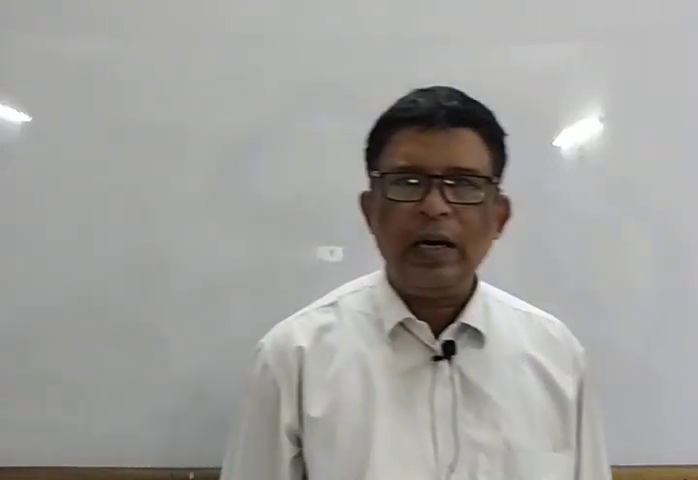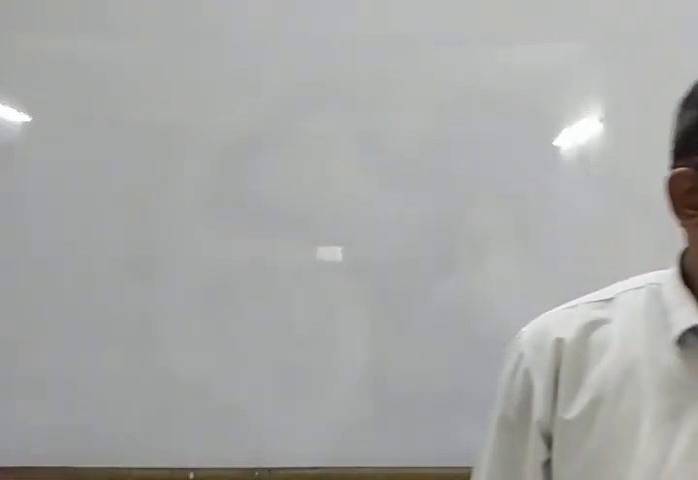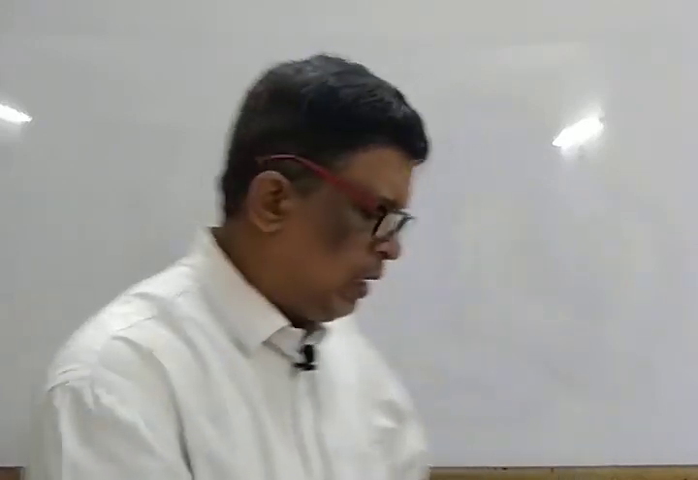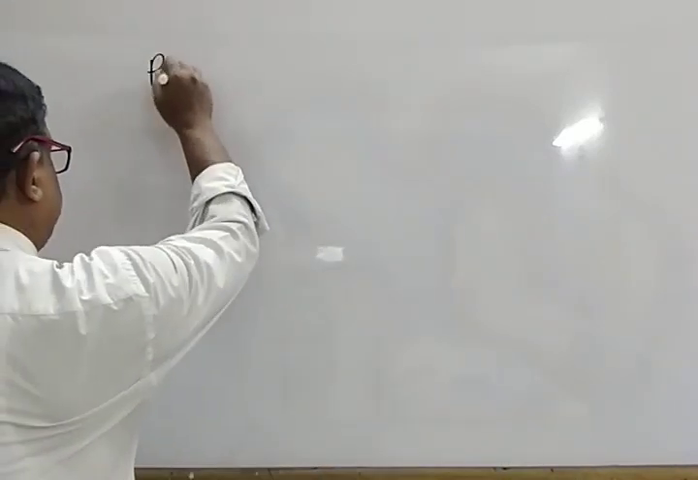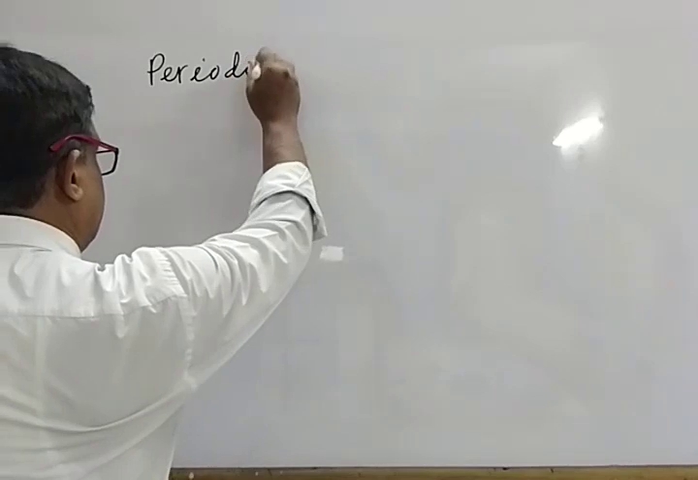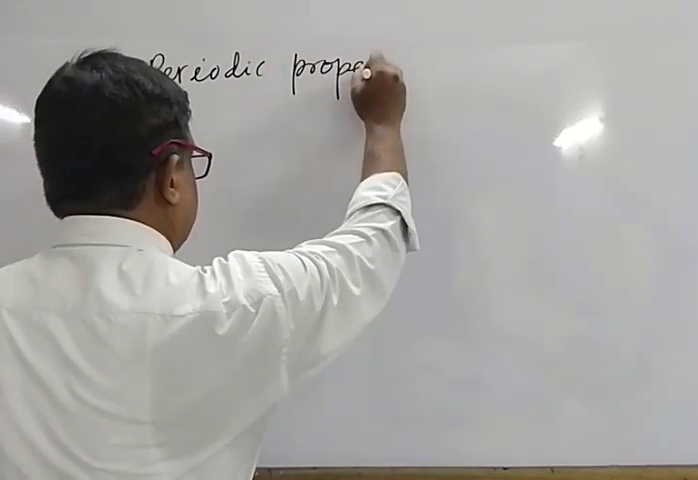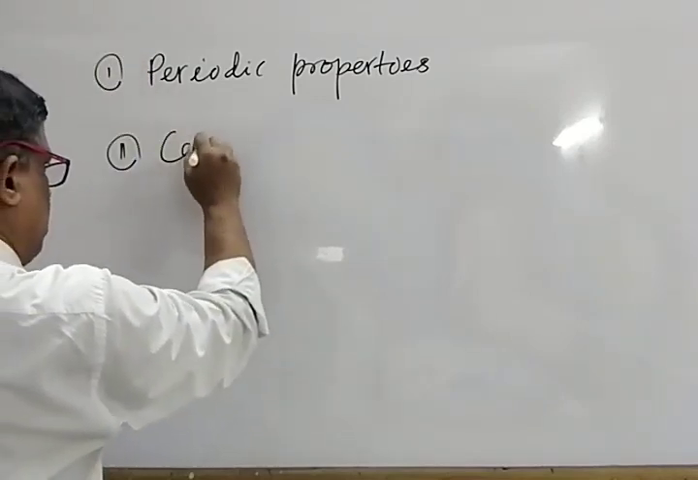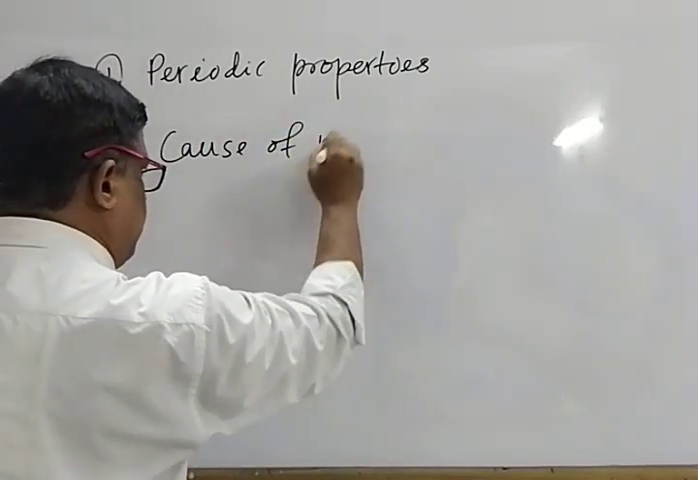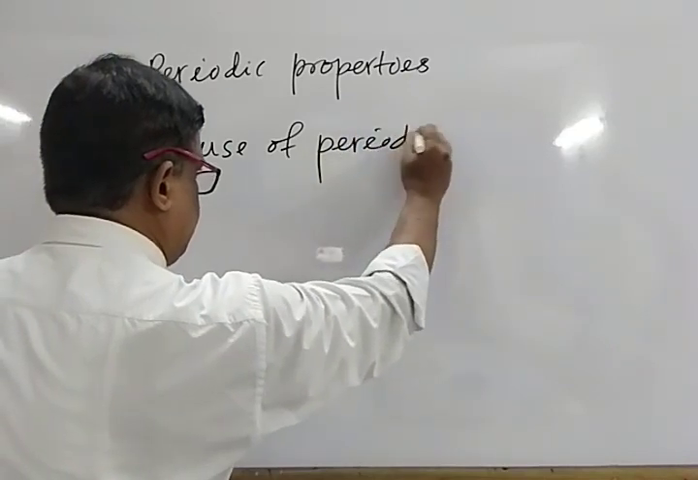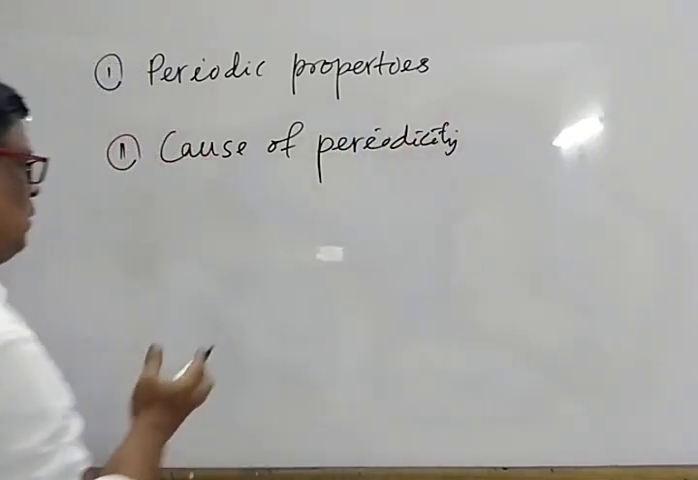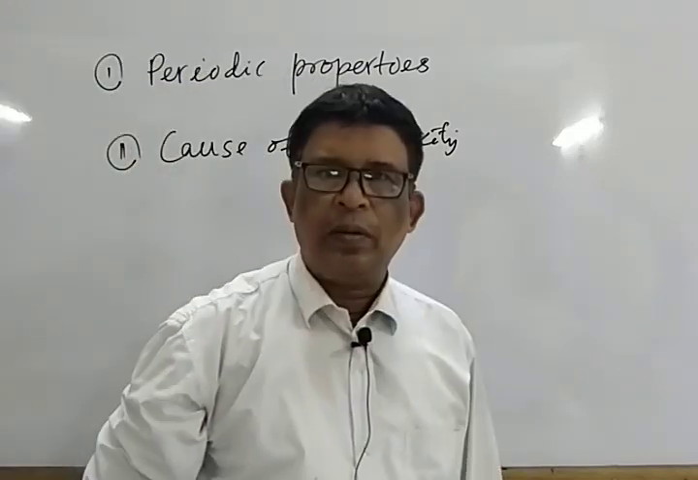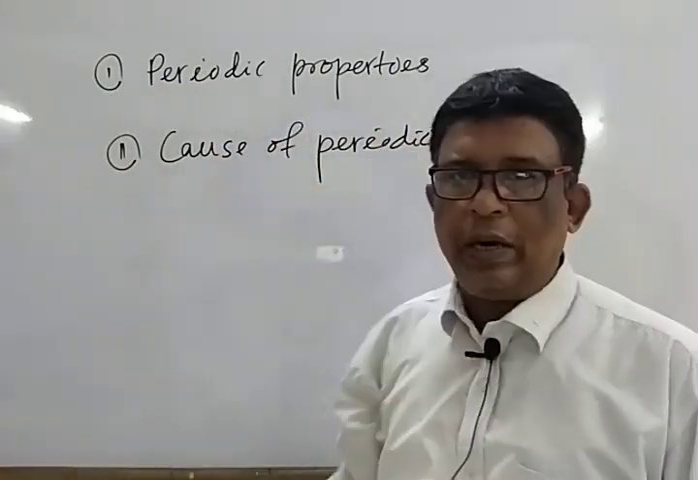The first important point in today's class is the periodic property and the cause of periodicity. So the first one is periodic properties, and the second one is the cause of periodicity. Next we discuss them, first point by point, that is periodic property.